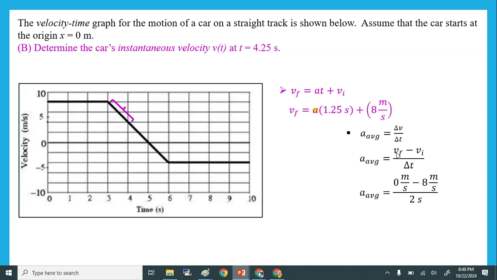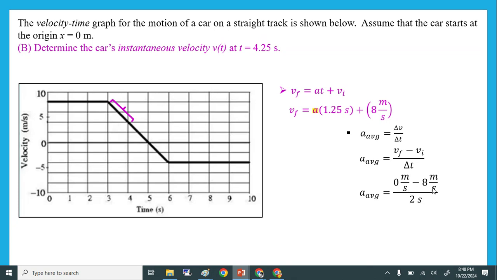All right, so final velocity is 0. The initial velocity here is 8 meters per second. For how much time, I'm choosing to go from 3 to 5 seconds. Excuse me, watch my cursor. From 3 seconds, it starts at a value of 8 meters per second. And then I want to go from 3 to 4, 4 to 5. That is a difference of 2 seconds. At 5 seconds, the velocity is 0 according to this graph.